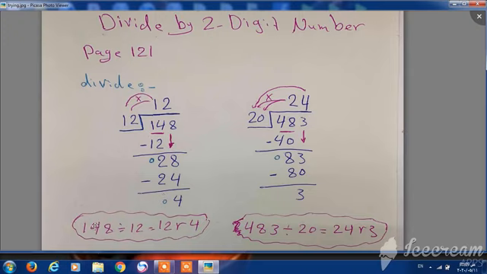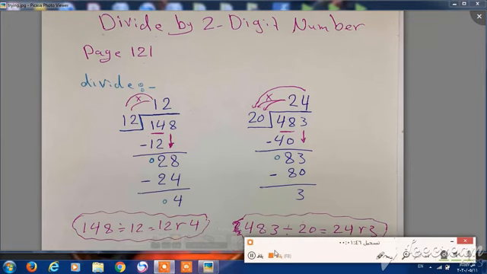So 148 divided by 12 equals 12, and remainder 4. And 4 is less than 12. We don't have any more steps.